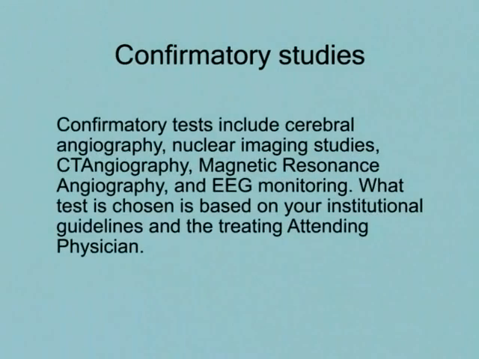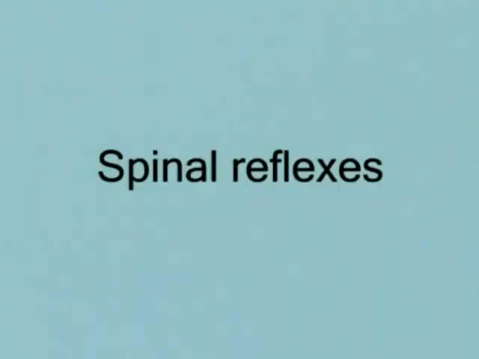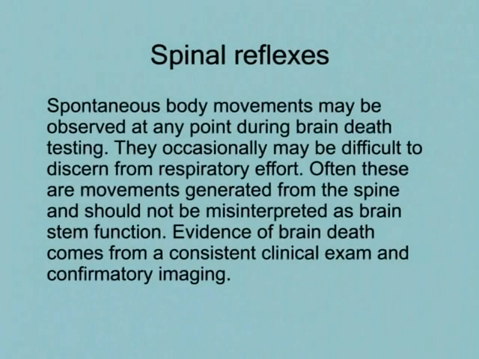Confirmatory tests include cerebral angiography, nuclear imaging studies, CT angiography, magnetic resonance angiography, and EEG monitoring. What test is chosen is based on your individual institutional guidelines and the treating attending physician. Another phenomenon that one might encounter in the setting of brain death is that of spinal cord-initiated reflexes. Spontaneous body movements may be observed at any point during brain death testing. They occasionally may be difficult to discern from respiratory effort. Often, these are movements generated from the spine and should not be misinterpreted as brainstem function.